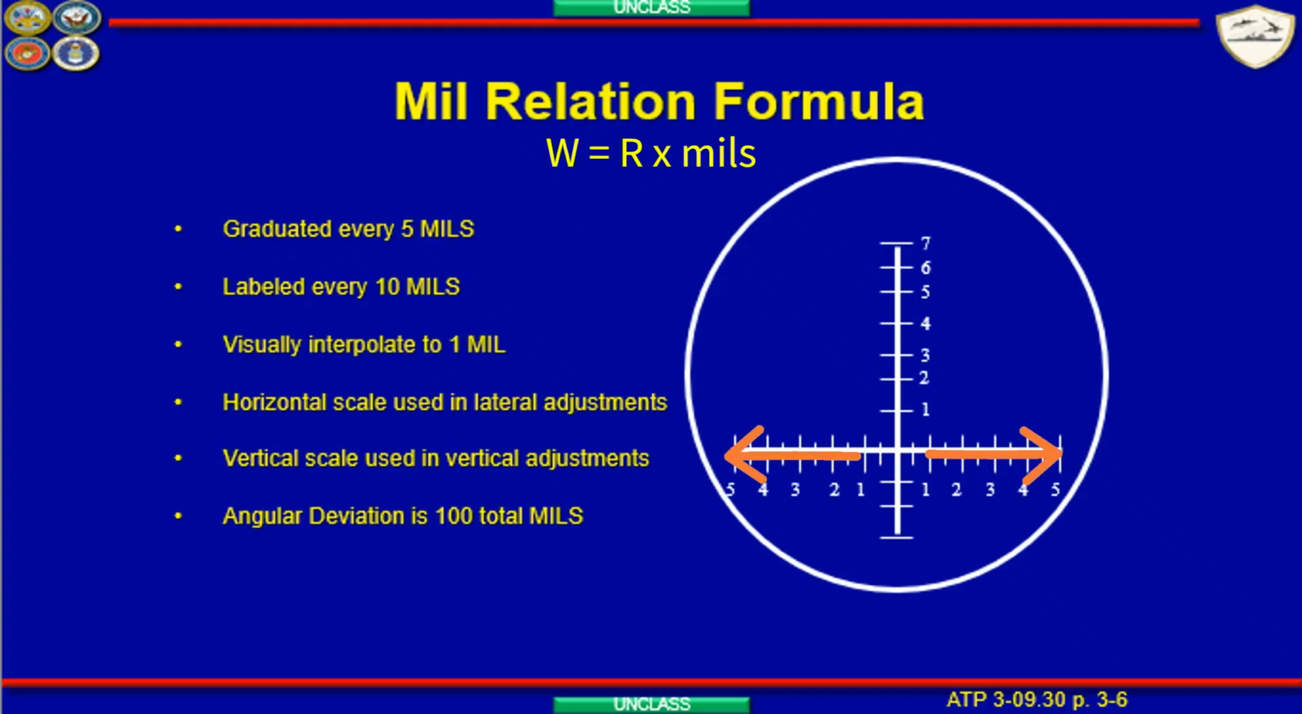The horizontal line is used for measurements on the ground. The vertical line is used for height of burst measurements.